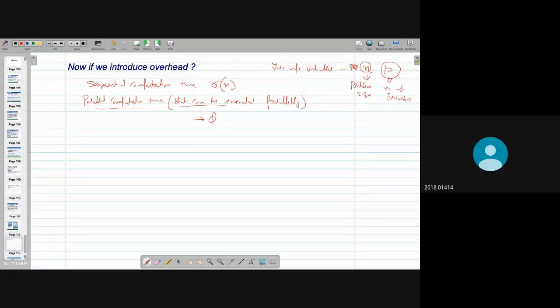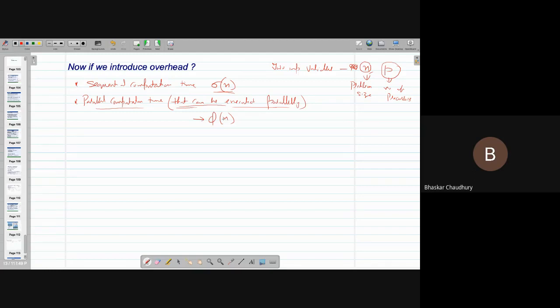So both n and p, function of n and p. Again, look into the sentence very carefully. What I am saying is that there is a code where there is something sequential, which is the sequential computation time. I am saying that time is always sigma n. Now I am saying the parallel computation time in the same code, which can be executed in parallel. That should also be a function of n, right?